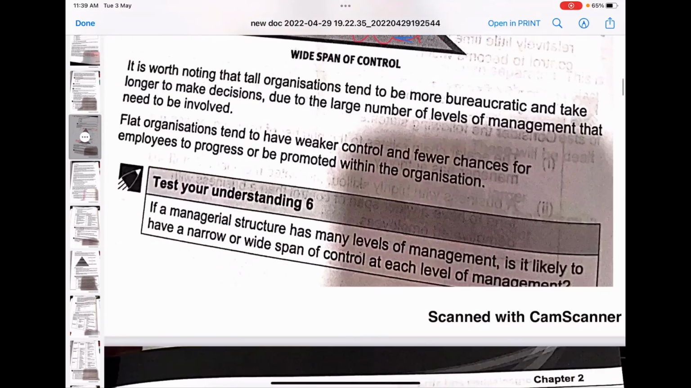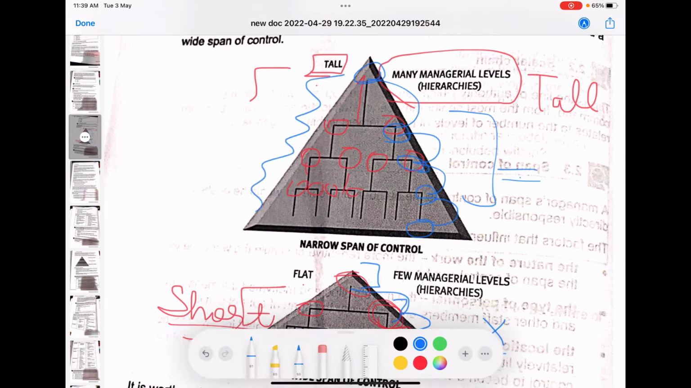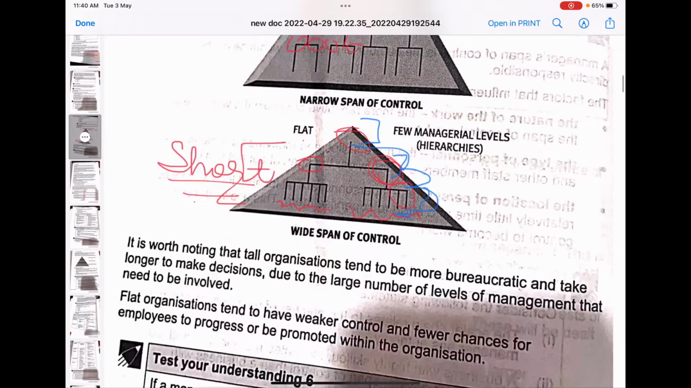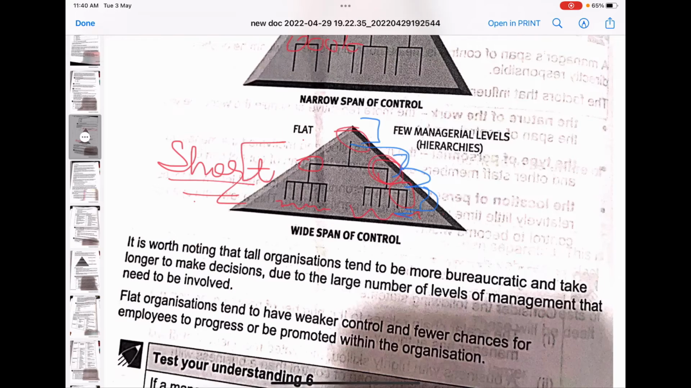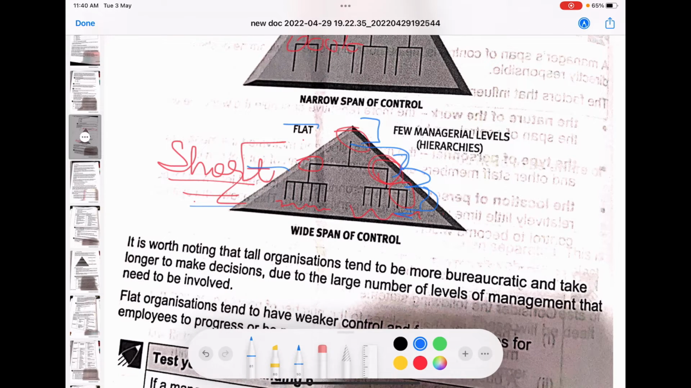And about the decision making process, when there is a tall organization, there are so many managerial levels to pass through. So the decision making process is slow over here. Whereas in a flat organization, there are only three levels. So relatively quicker decisions are made. Relatively, it is easier to make decisions.